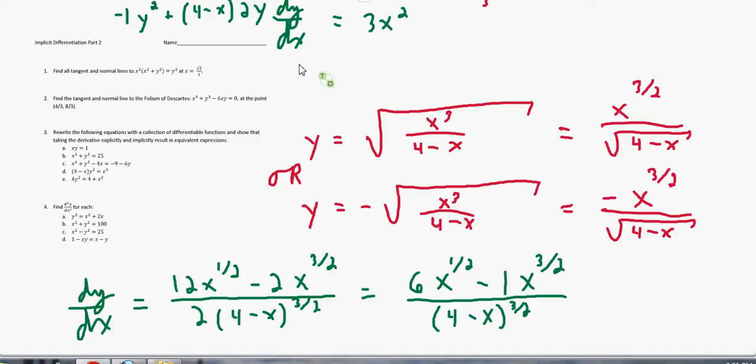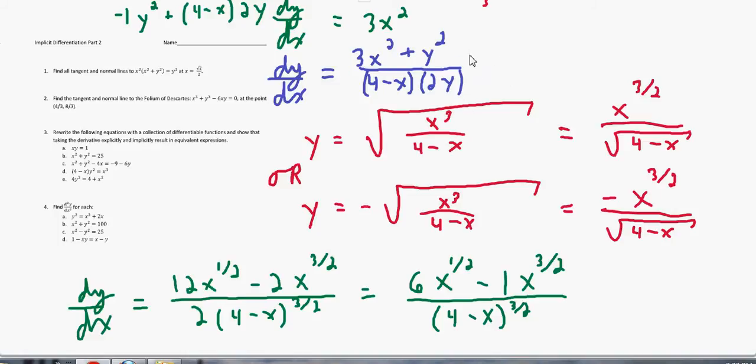Okay, and then solving this for dy dx, maybe we should do it in blue so we know it's the implicit version, is going to be 3x squared plus y squared over all of this, 4 minus x times 2y. There we go. That's our derivative.